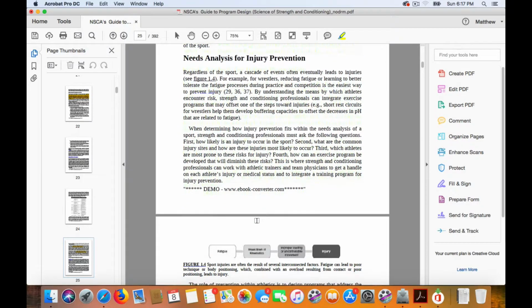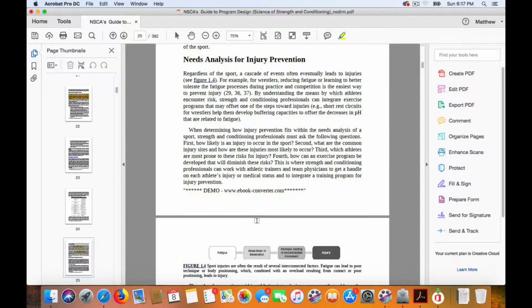So pretty much what this aspect of the chapter is saying is you have your overall fatigue, you have the breakdown of kinematics, or your biomechanics start to get a little bit wonky and they start to have some excessive movement that should not be present inside of that sport. And then you have improper loading or uncontrollable movement, which then leads to an injury. So your fatigue factor can be a main determinant for how likely someone is to get injured.